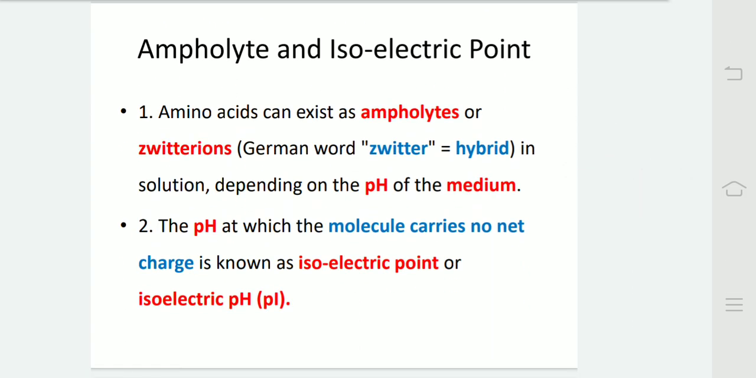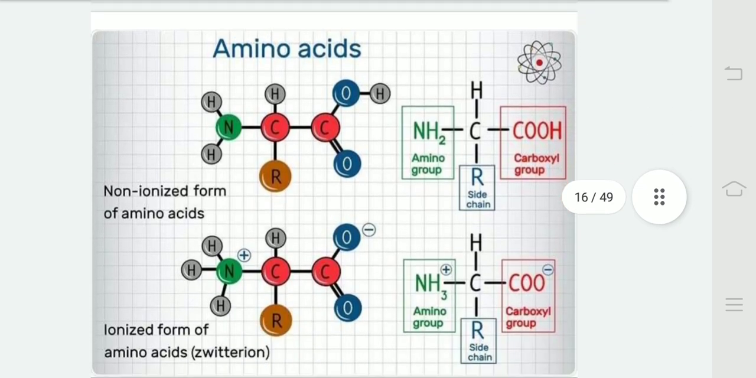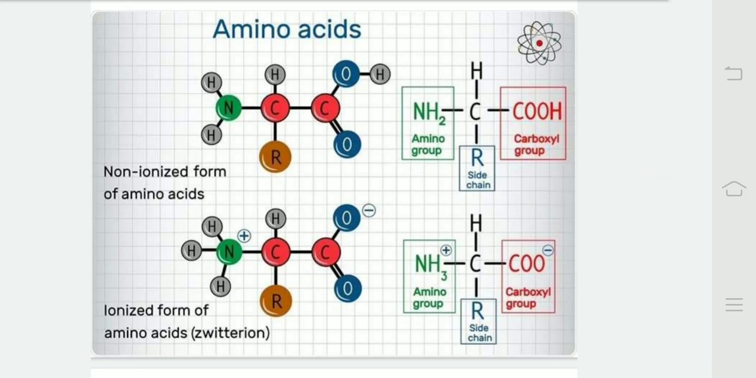Ampholyte and isoelectric point. Amino acids can exist as ampholytes or zwitterions. The German word Zwitter means hybrid. In solution, depending on the pH of the medium, the pH at which the molecule carries no net charge is known as the isoelectric point, or isoelectric pH, or PI. In this diagram, we can see the non-ionized form of amino acids above, whereas the zwitterion form is shown below.